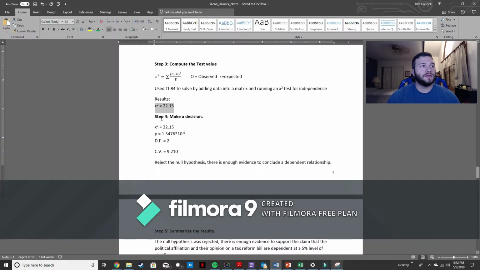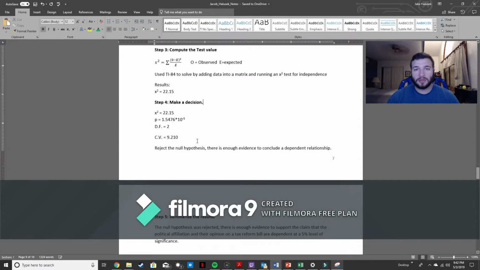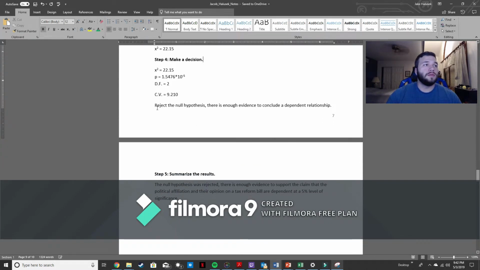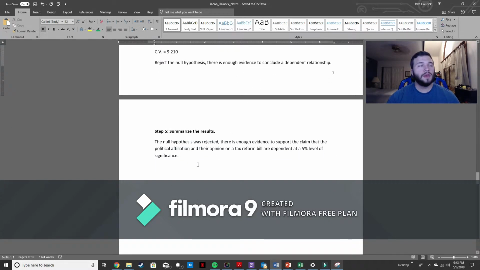We are going on to step 4 to make our decision based off the data we have collected or calculated. We will reject the null hypothesis again. There is enough evidence to conclude a dependent relationship. So putting this into a summary, the null hypothesis was rejected. There is enough evidence to support the claim that the political affiliation and their opinion on a tax reform bill are dependent at a 5% level of significance. That is supposed to be a 1% level of significance. Sorry about that.